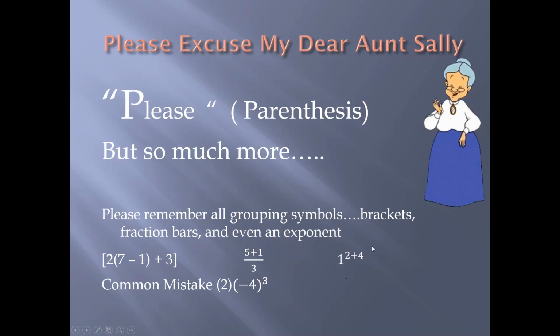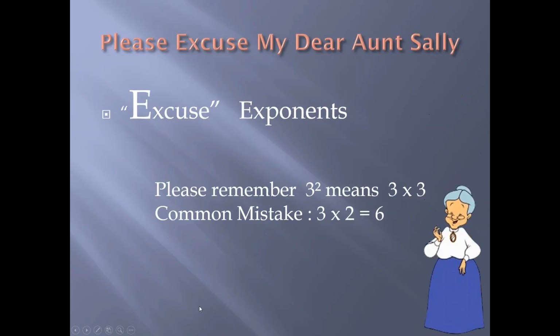And even in some cases, the exponent itself could be considered a type of grouping symbol. They must figure out the 2 plus 4 before they can simplify. The common mistake is to assume that the parentheses, as in a problem like this, would have to come first. These parentheses are signifying multiplication, not a grouping symbol. So that's something to call attention to.